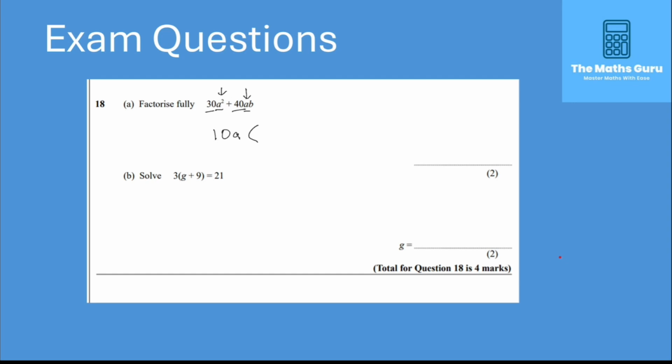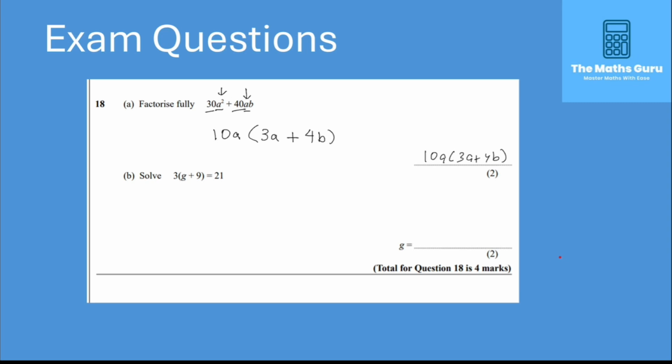Then to get from 10a to 30a squared, we can times by 3a, which gives us 30a squared, as a times a is a squared. Then we add, and to get from 10a to 40ab, we need to times by 4b. So the answer is 10a(3a plus 4b).